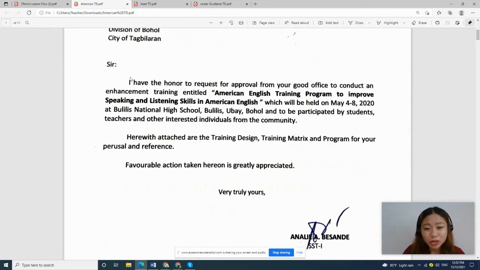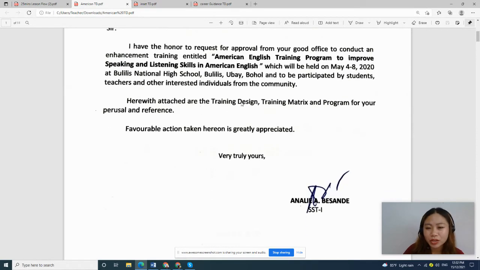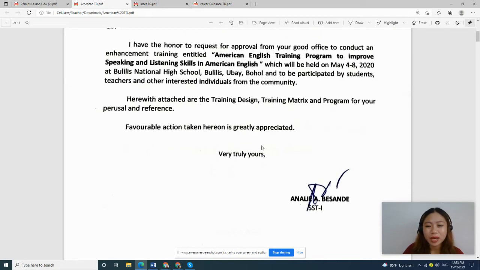Okay, so make sure that you have the title, when the program will be conducted, where, and also, of course, who will be attending the program. So that's the most important thing that you have to include. You are going to attach a training design, training matrix, or a program. You could also include your session guides if you have. All right, in your training design.